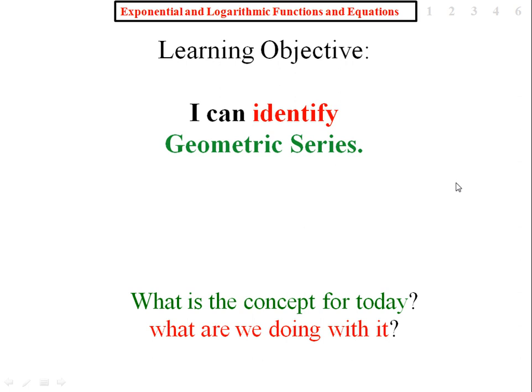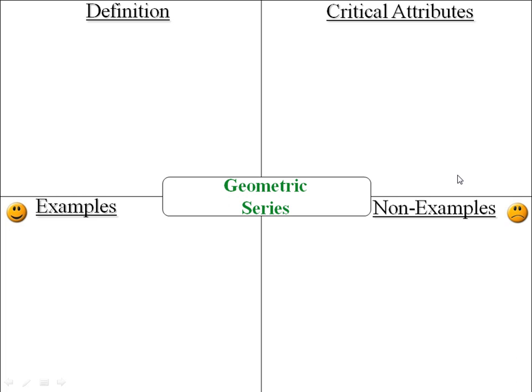So start a Frayer model, please. And by the way, we are taking Cornell notes, so make sure you get a Cornell note ready. Here's your Frayer model, and our concept for today is geometric series. Get that ready. I'll give you some time.